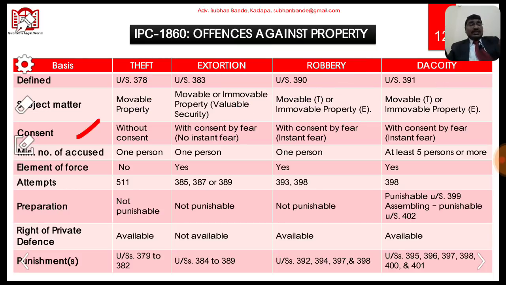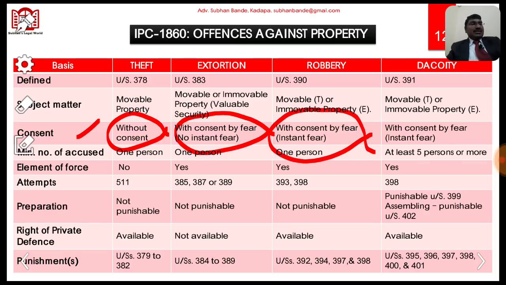Here, the third basis is consent. In theft, the property is obtained by the accused without the consent of the owner of such property. Under extortion, the owner gives the consent, but the consent is obtained by means of fear. But the fear is not the instant one. In robbery, there is the consent, but the consent is obtained because of the instant fear. Here also the instant fear.